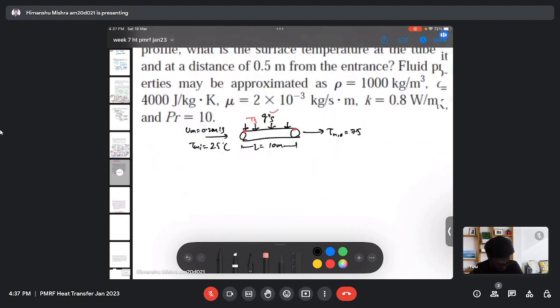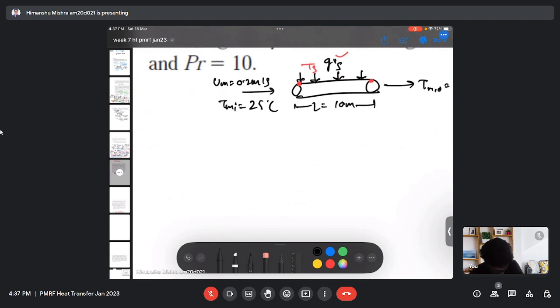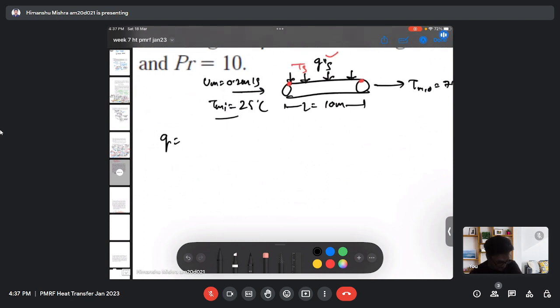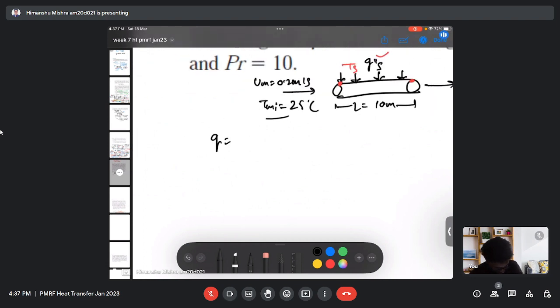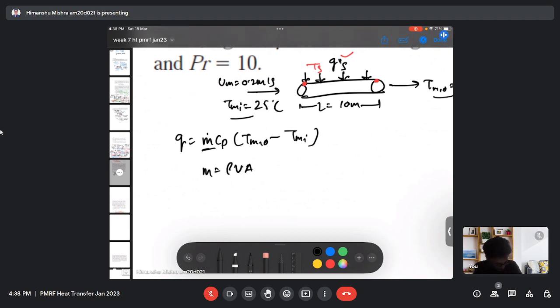So first we need to find the heat flux. To find the heat flux, we have given the mean inlet and outlet temperature, and we can use the energy balance. But we don't know the mass flow rate also. So mass flow rate can be given as rho V A. So here rho is the density. Let's say the density is 1000. Sorry, V is the velocity and A is the cross-sectional area.